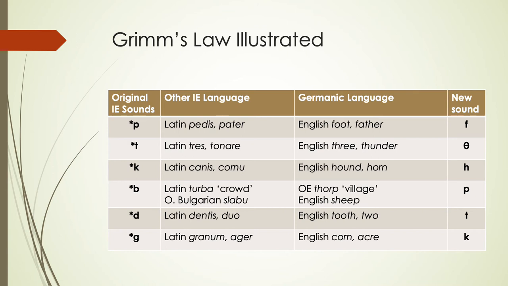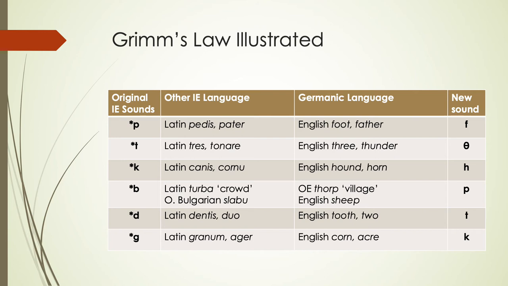Or in the Latin words tres or tonare, we get three and thunder, so we're getting the fricative sound there instead. In the case of the velar one, sometimes you ended up with an h sound. These examples that remain today are all h sounds, so canis becoming hound, cornu becoming horn. And then we see this with the voiced plosives becoming voiceless as well.